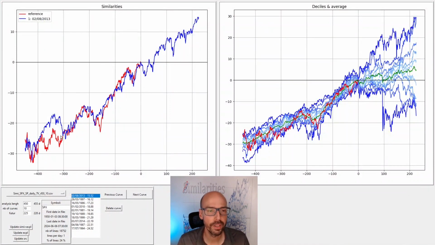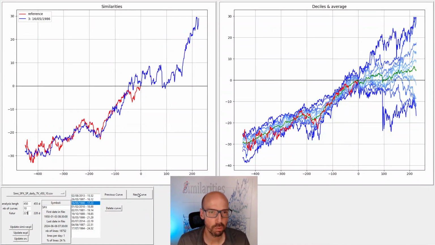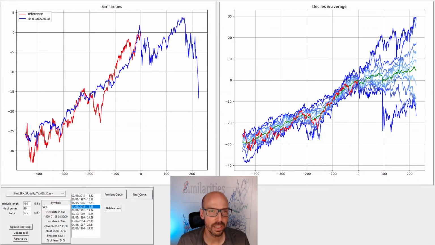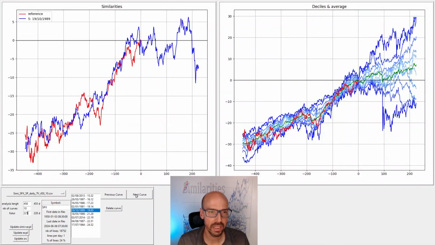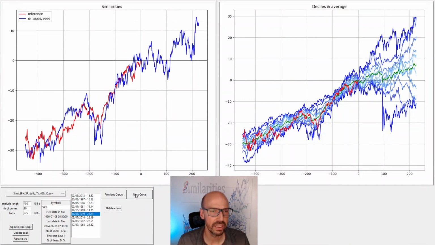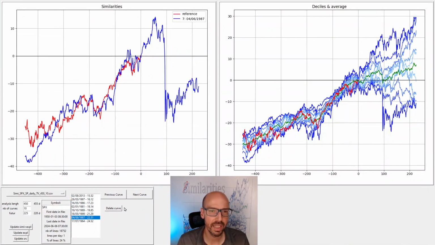So I'm going to filter the badly fitted curves. This one is good. It's the best fitted one for my algorithm. This one is okay. This one is okay. This one is not really well fitted. I will delete that one. Okay, this one is okay. This one is okay too. This one is okay too. This one is not really well fitted. There's a miss here, but the general shape is really not the same. I will delete that one.